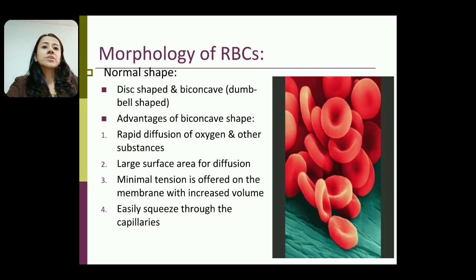Because of the biconcave shape, when the volume of the cell increases because of entry of fluid or any other reason, the tension on the membrane of the cell is minimum. And another important advantage is they can easily squeeze through minute capillaries. So these are the advantages of the biconcave or disc shape.